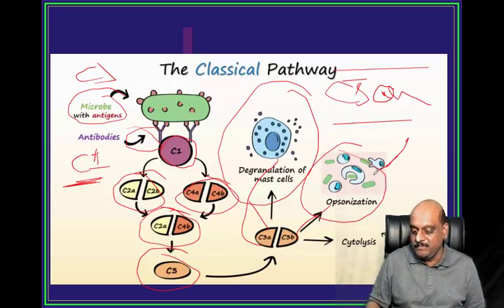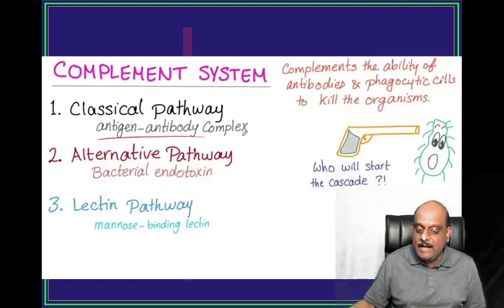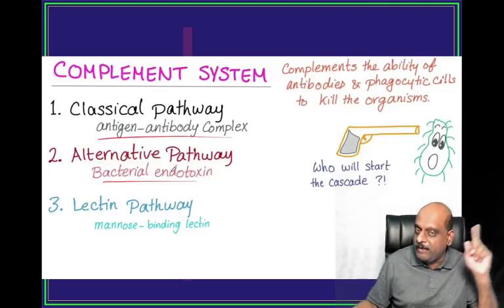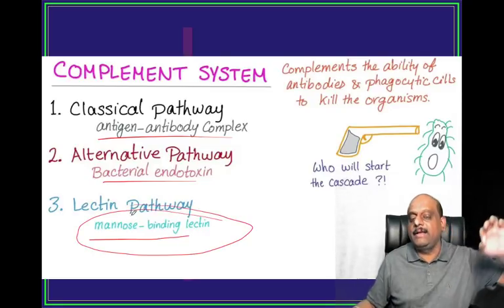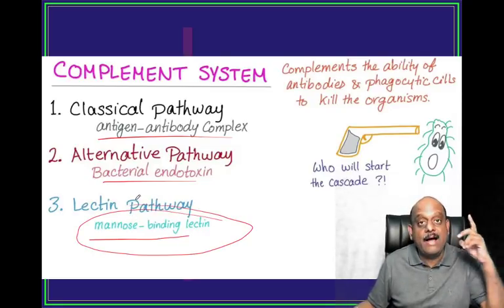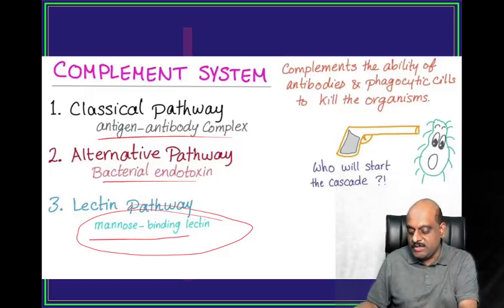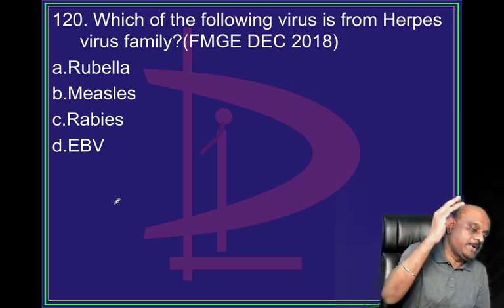That is what you need to understand. So classical pathway by antigen antibody, alternate pathway by bacterial endotoxin, lectin pathway by mannose binding lectin. They are the ones which will go and start the cascade, is what you should be sure.